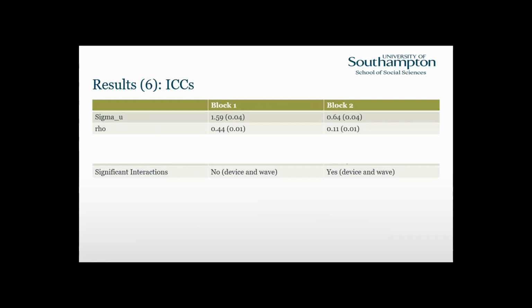So this result suggests that within individual variation is much lower in block one, at around 56%, when compared to block two, where it is around 89%. And this suggests that in block one, there is some stability in straight lining within individuals, or in other words, that there is strong persistence of straight lining within individuals for the same question asked over time than for different blocks of questions.